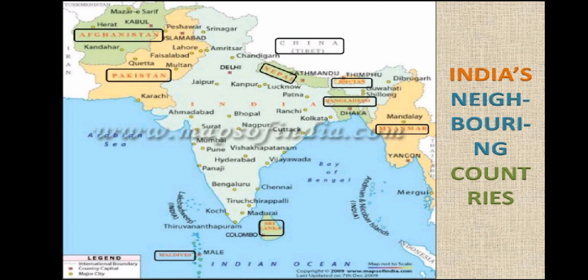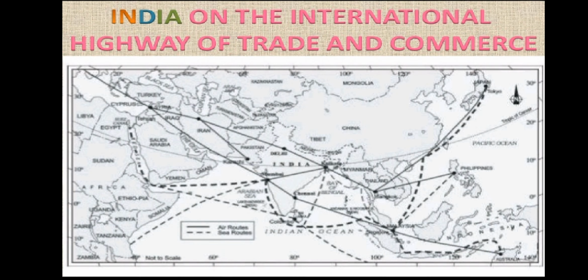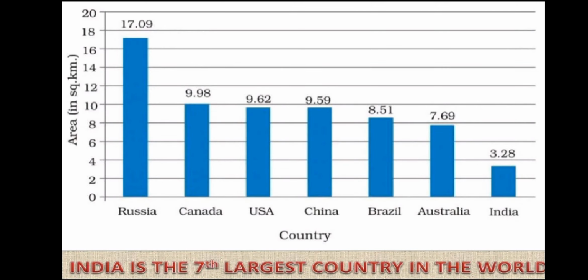Now, if we take some of the questions, the group of islands lying in the Arabian Sea, it is Lakshadweep. The countries which are larger than India, there are 6 countries which are larger than India. Here you can see very easily. Russia, Canada, USA, China, Brazil and Australia. In terms of area. In terms of population, we are second in the world.